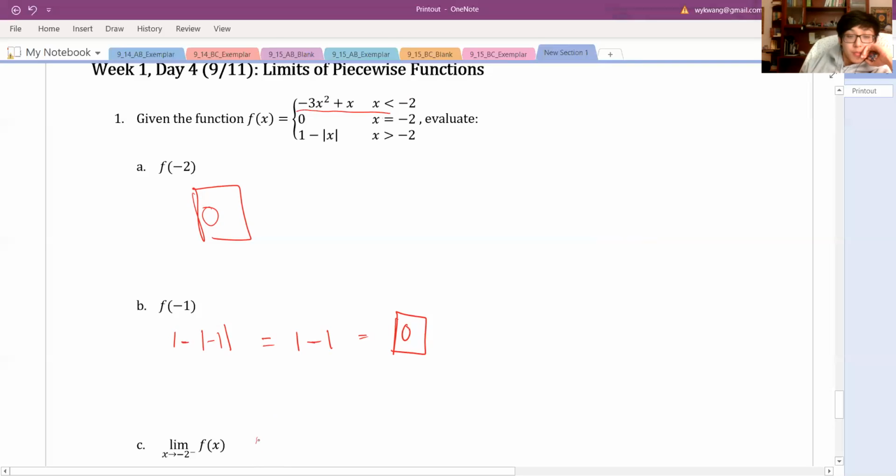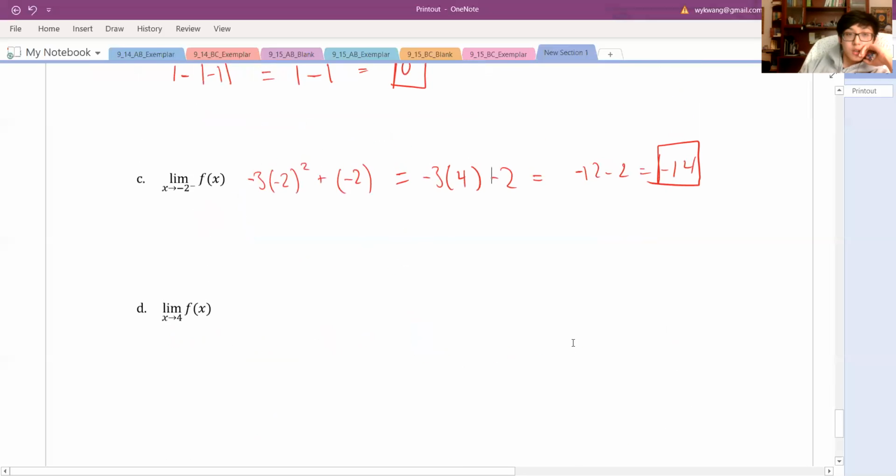-3x squared plus x, I'm just going to plug in -2 for that. I just plugged in -2 for all the instances of x. So -3 times 4, since -2 squared is 4, minus 2 is equal to -12 minus 2, which is equal to -14. So our answer is -14.